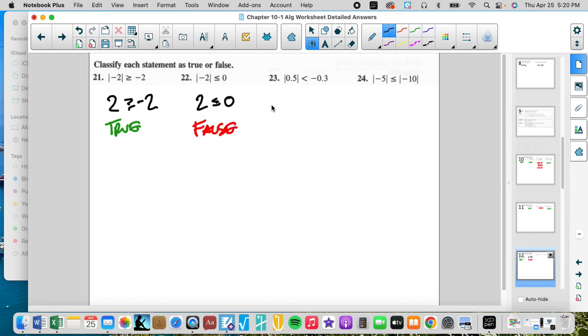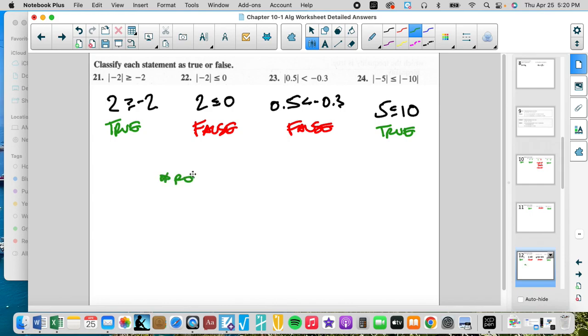Let's simplify. 0.5 less than -0.3. That's going to be false. No positive number is ever going to be less than a negative number. We have 5 less than or equal to 10, which is a true statement. Remember, absolute value just wants distance.